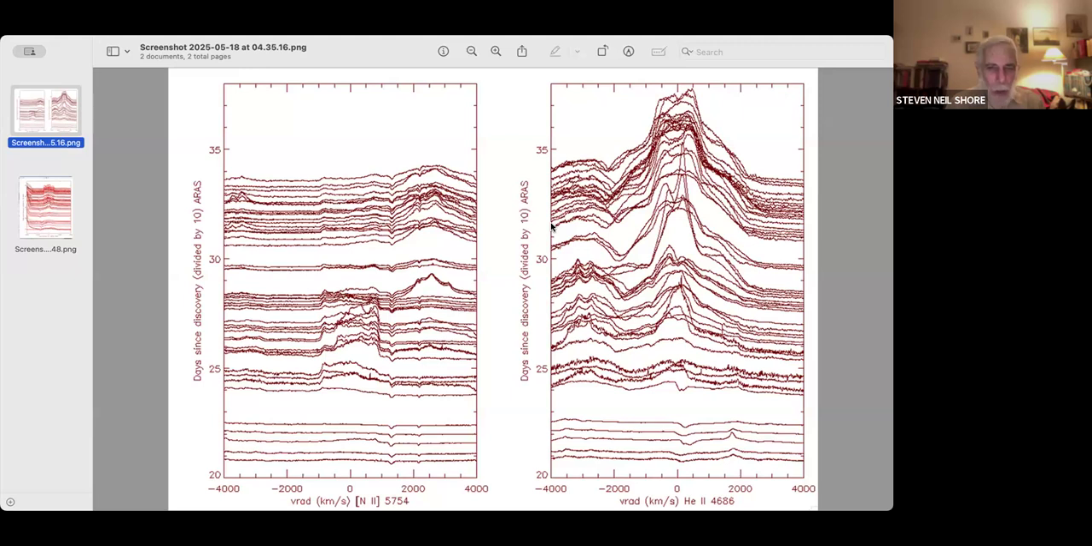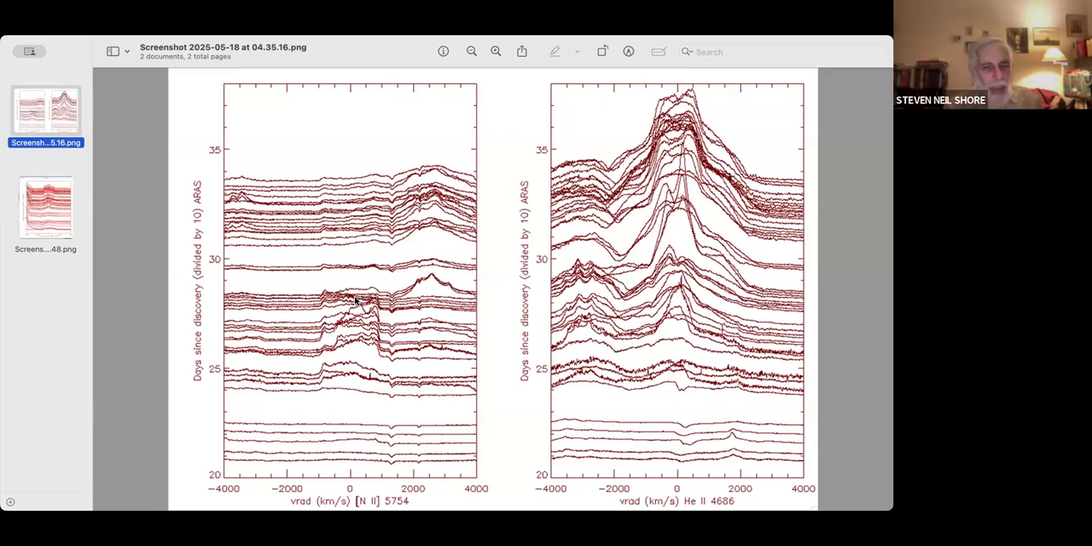ejecta. You'll notice that, leaving aside the helium-2 line that's on the right, on the left, look at this line, okay? It first shows an asymmetry going toward the blue, toward the red, then it's flat, then it shows the asymmetry in the opposite direction. Okay, here it's asymmetric to the blue, flat, red, flat, blue. Okay, this is a central object illuminating ejecta.